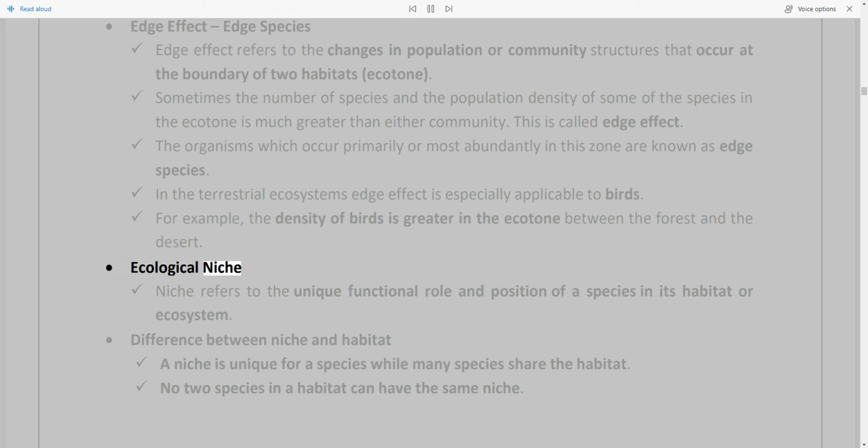Ecological niche. Niche refers to the unique functional role and position of a species in its habitat or ecosystem. Difference between niche and habitat: a niche is unique for a species while many species share the habitat. No two species in a habitat can have the same niche.